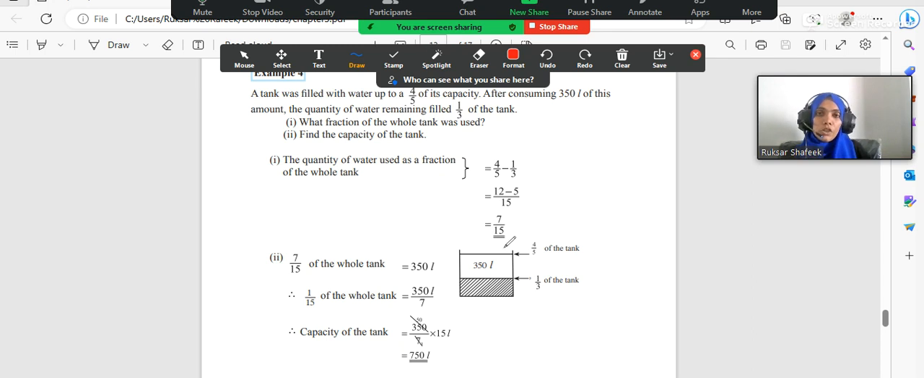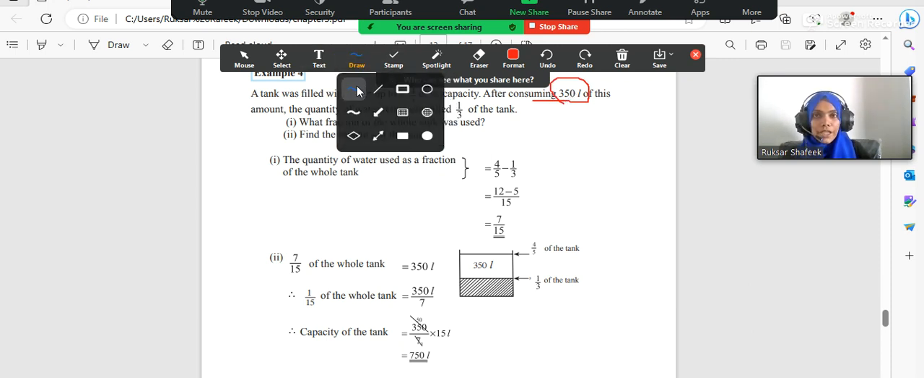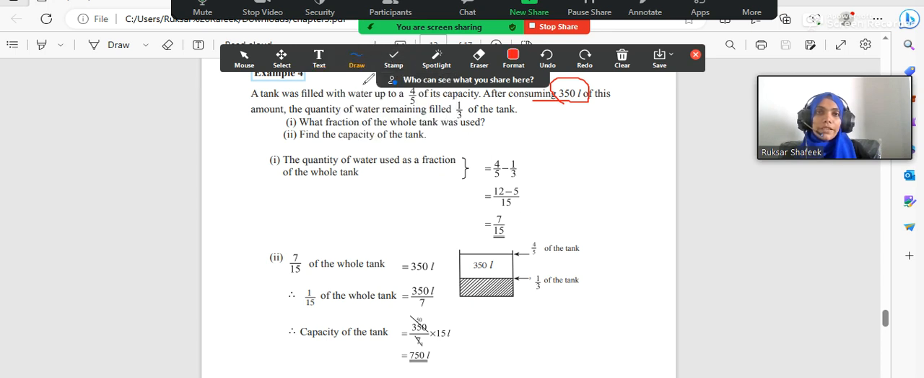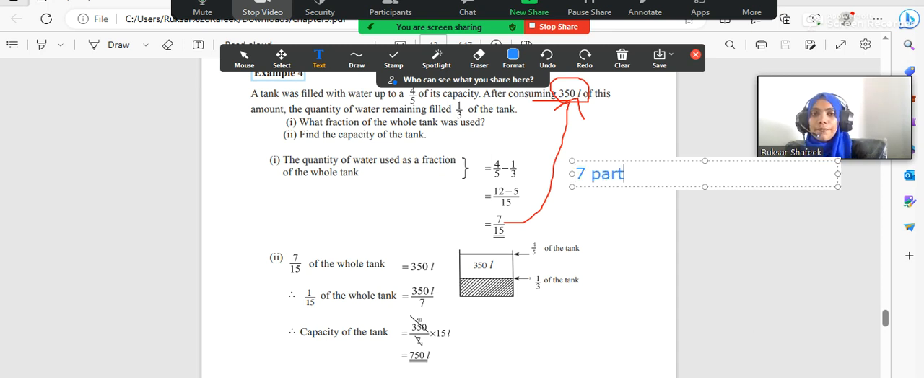Now basically this 7/15 is the quantity of water that was used, right? So we know that the consumed water was 350 liters. So 7/15 is what is equal to 350 liters. This is equal to this. Which means if that tank was divided into 15 parts, 7 parts of it would be equal to 350 liters. So now we need to figure out the capacity of the tank. So we know that 7 parts is equal to 350 liters.